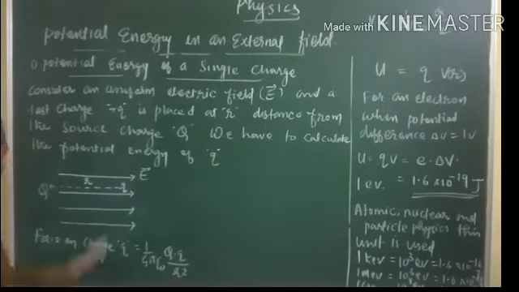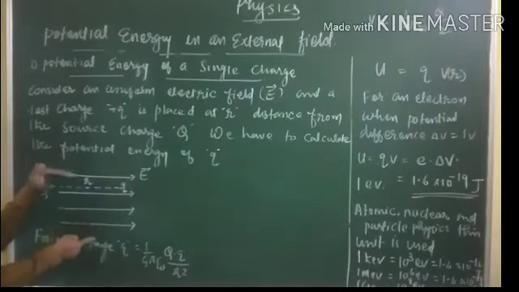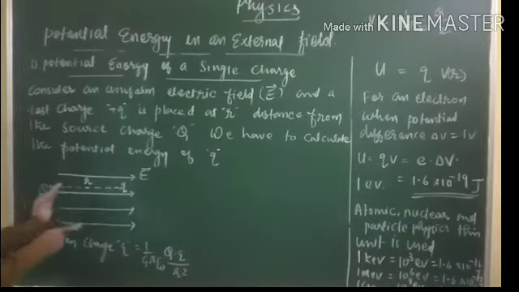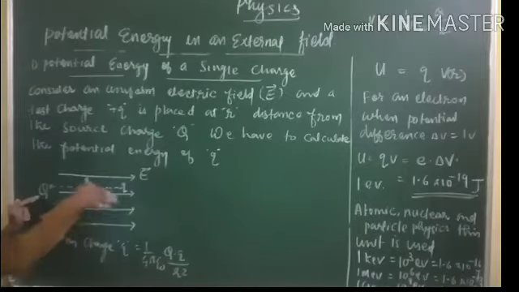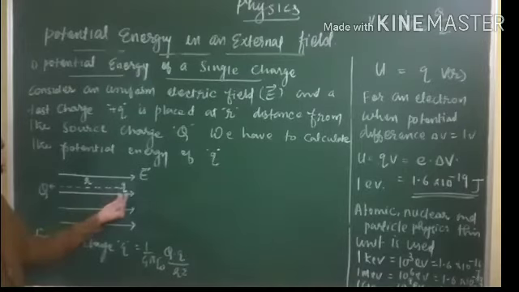It means here one electric field is there. This is a uniform electric field and this electric field is produced by a charge. This is the source charge. This source charge produces the electric field. In that electric field, we kept a charge. This test charge we placed. We have to find out what is the potential energy of this electric charge.